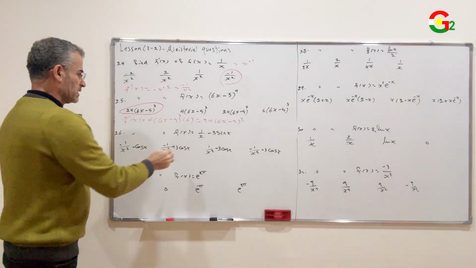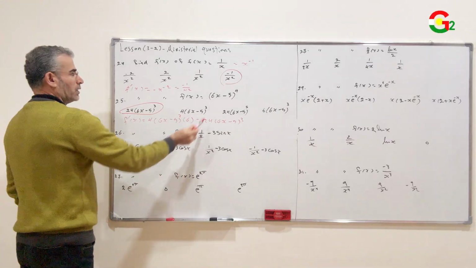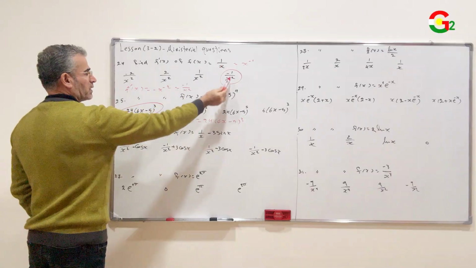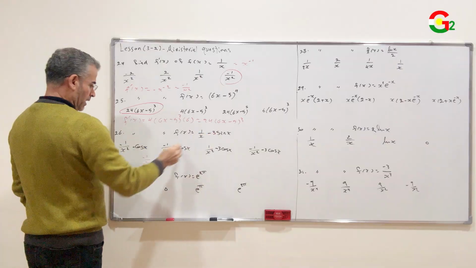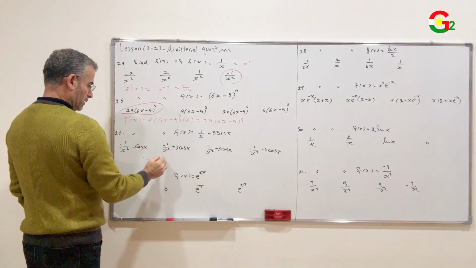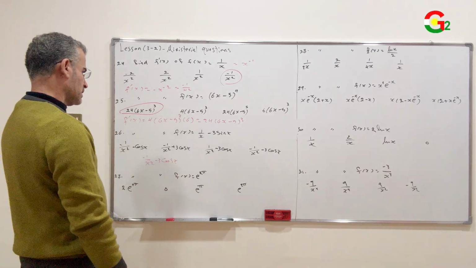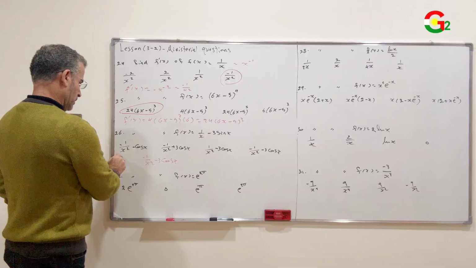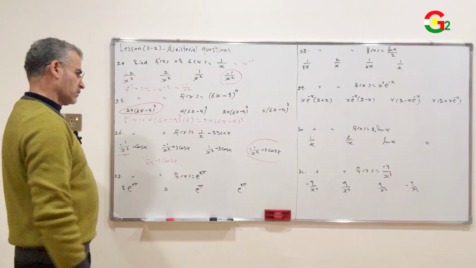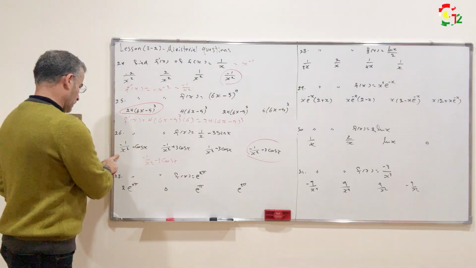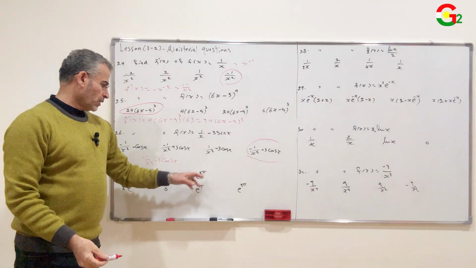Question number 26. Find the derivative of this function. Here we find the derivative of 1 over x is negative 1 over x squared, and the derivative of sine is cosine, so negative 3 cosine x. Then the right choice is D: negative 1 over x squared minus 3 cosine x.